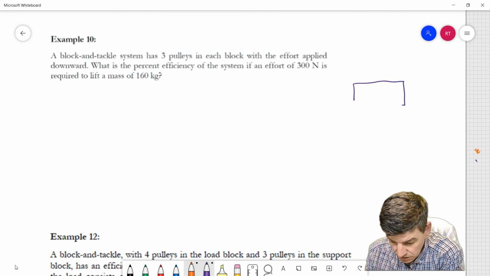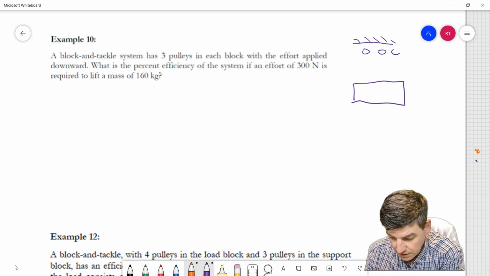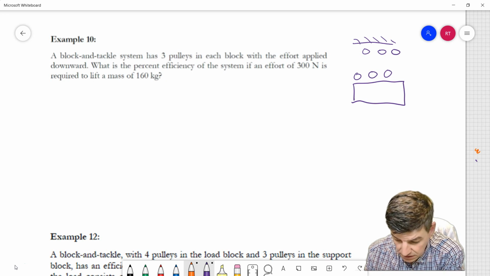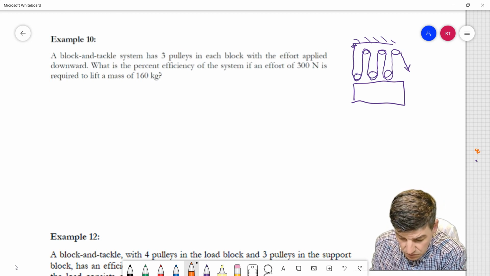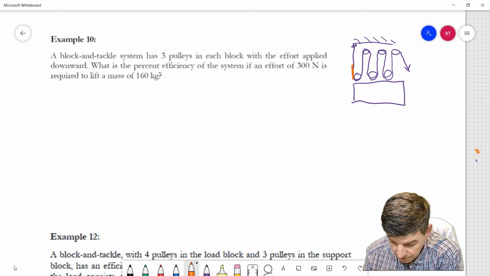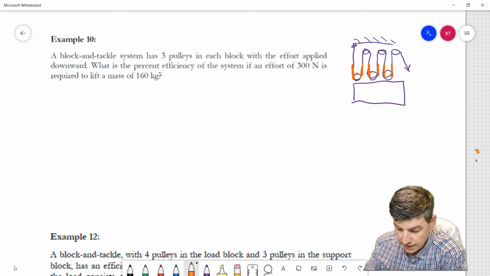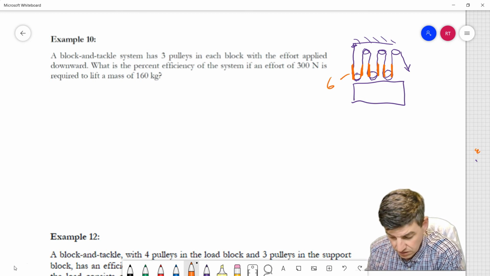One, what you could do is draw a little diagram. You got your roof, we got 3 pulleys, we've got 3 pulleys. The effort is applied downwards, which means we end up going like that. And so if I work my way through my pulleys, it turns out I would connect to the roof. And what you could do would be to count up how many of these ropes are supporting my load directly, and it turns out that that is 6.